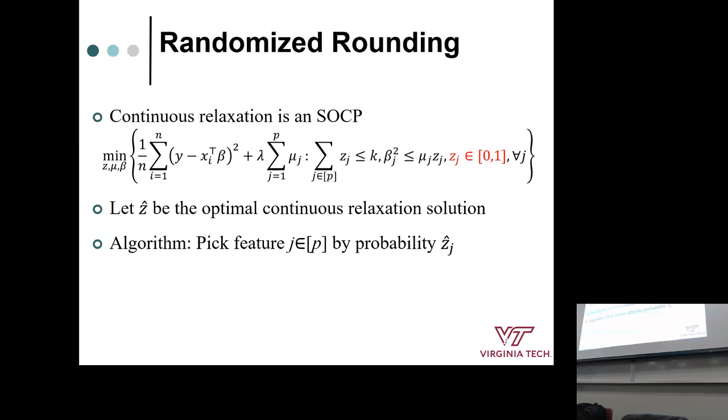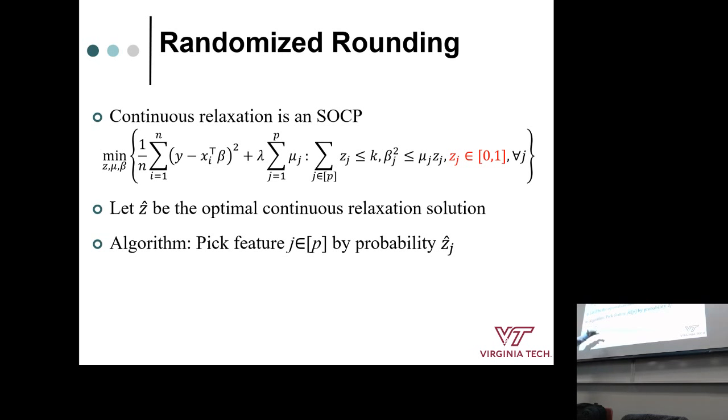So what we can do is, which gives us some sparsity here. Usually most of the z is at zero. If you solve this continuous relaxation, maybe only a couple of z are not zero. So for those that are not zero, you put the continuous relaxation value for each feature, just think about it as the probability of this feature being chosen or not. Okay. So we do it like one shot.